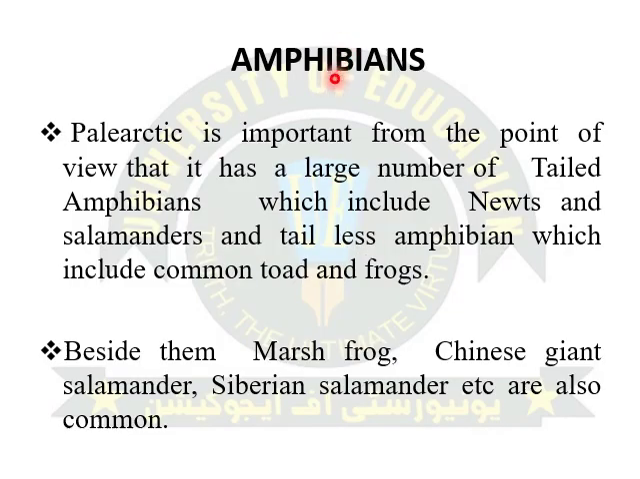Now we are going to discuss the amphibians of Palearctic region. Palearctic region is very important from the point of view that it has a large number of tailed amphibians, which include newts and salamanders, and tailless amphibians, which include common toads and frogs. Besides them, marsh frogs, Chinese giant salamanders, and Siberian salamanders, etc., are also very common in Palearctic region.